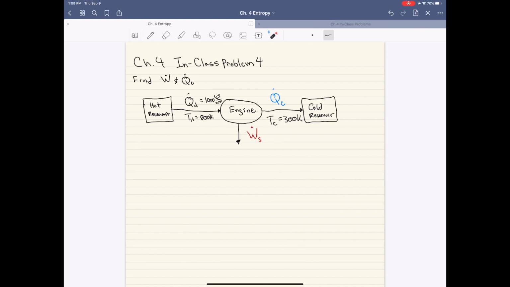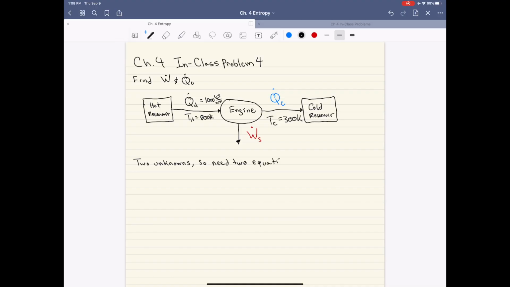What we want to find is the work that is produced by the engine, and also the heat flow rate to that cold reservoir. We essentially have two unknowns, and so that means we're going to need two equations to solve for everything.